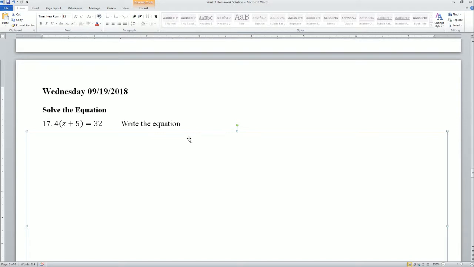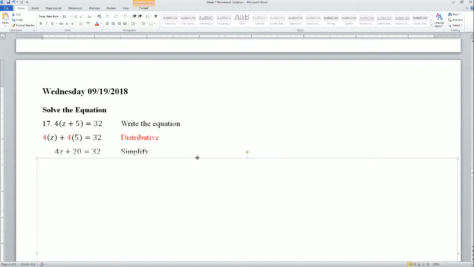So the first one, 4 parentheses z plus 5 equals 32. We always write down the equation as the first step. We're trying to get rid of that parentheses, so we're going to distribute. 4 times the z and 4 times the 5. This is called the distributive step. Now you can just simplify.